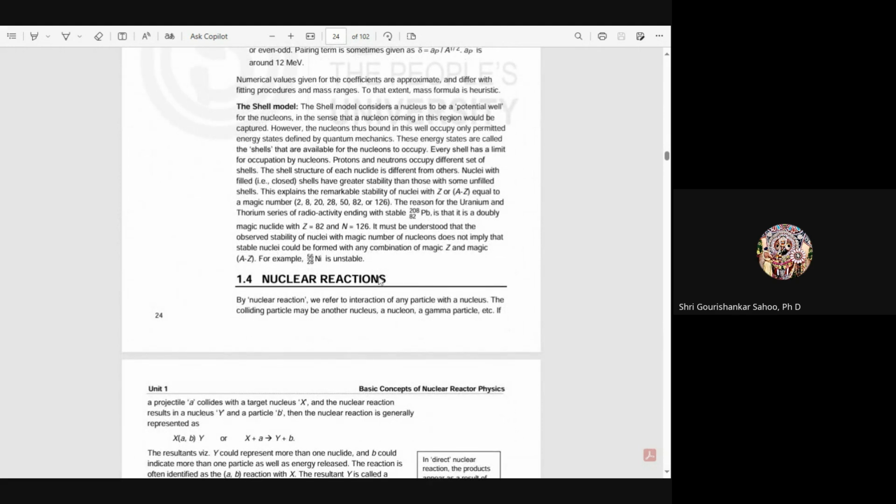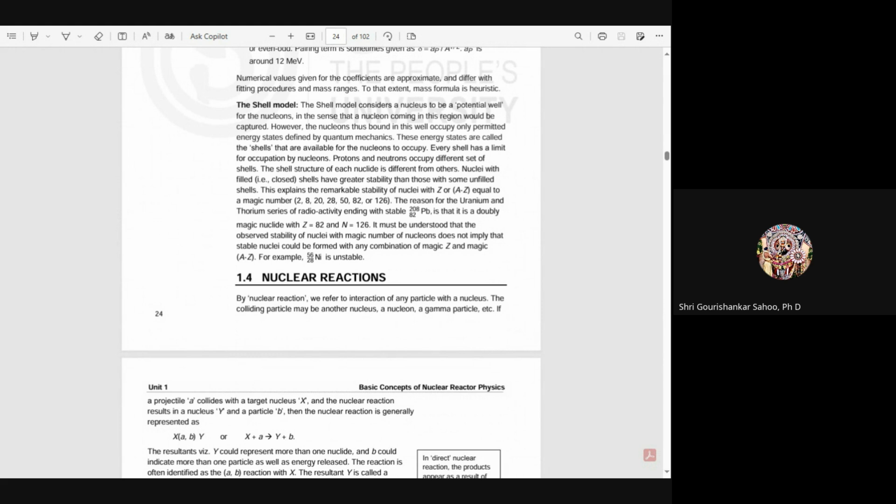Shell model. The shell model considers the nucleus to be a potential well for the nucleons, unlike the liquid drop model, which assumes the nucleus to be a liquid drop or water drop, in the sense that a nucleon coming in this region would be captured. However, the nucleons thus bound in this well occupy only permitted energy states defined by quantum mechanics.